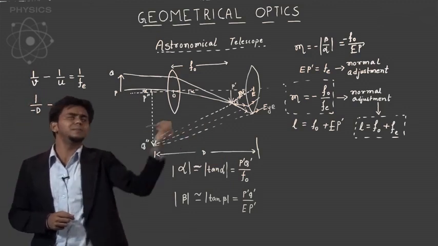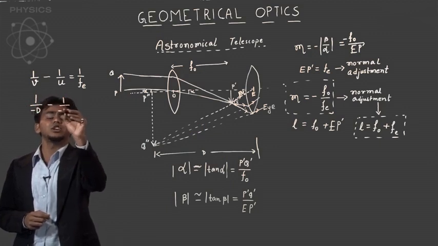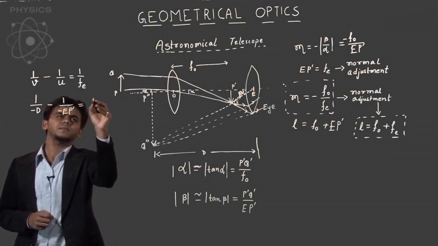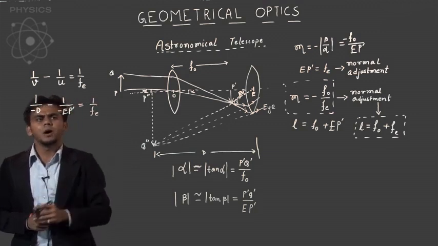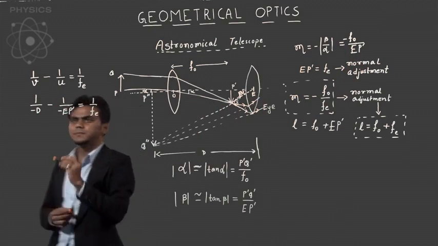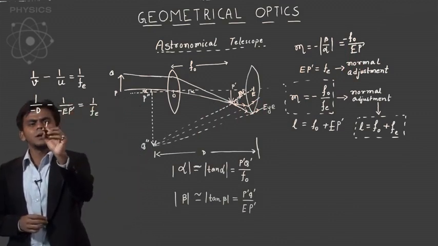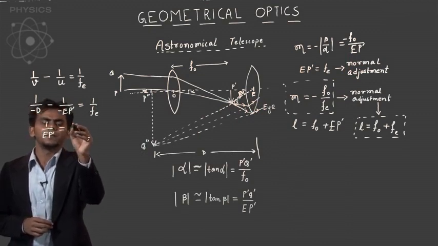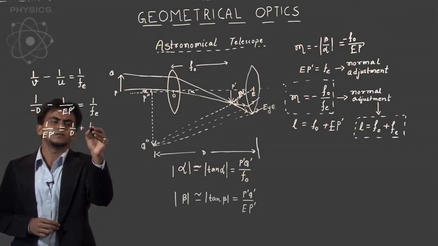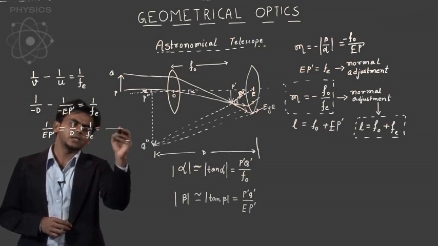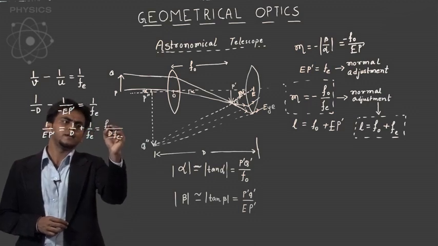What is U? U is EP dash. Write that thing down. Not normal EP dash, minus EP dash, because of the left hand side. What I need is EP dash. Let's find that out. 1 upon EP dash, minus because plus would be equal to 1 by D plus 1 by FE.